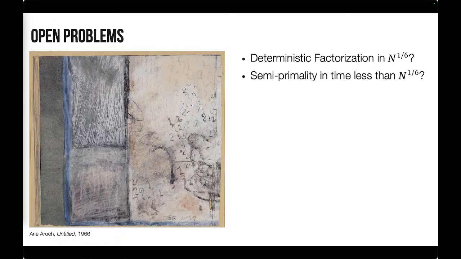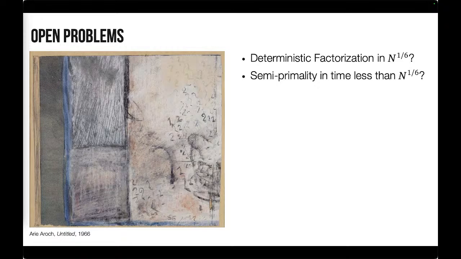A related problem is to check for semi-primality. One reason we maybe get stuck at n to the 1/6 is that even the reduction from general factorization to factoring semi-primes, if you want to do it deterministically, takes time n to the 1/6. So if we can detect semi-prime numbers or factor semi-prime numbers better than n to the 1/6, it would be cool.